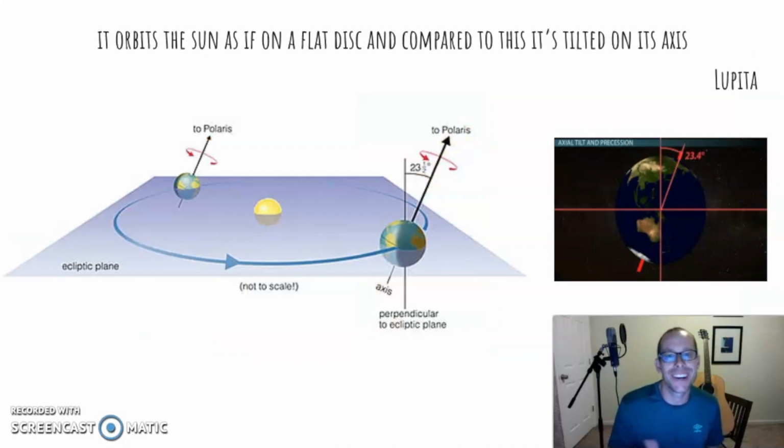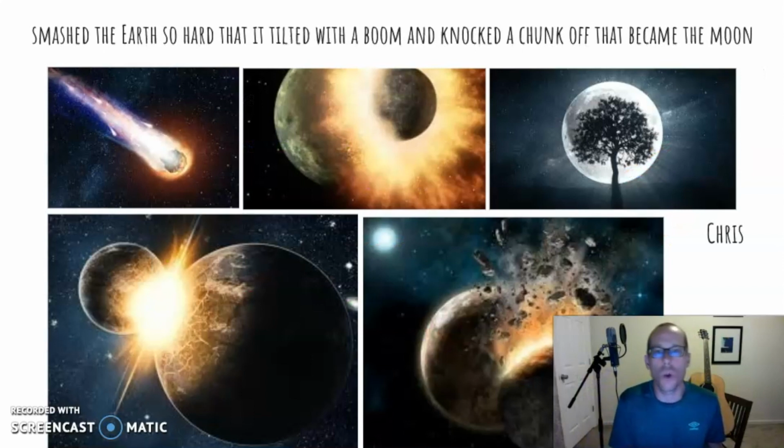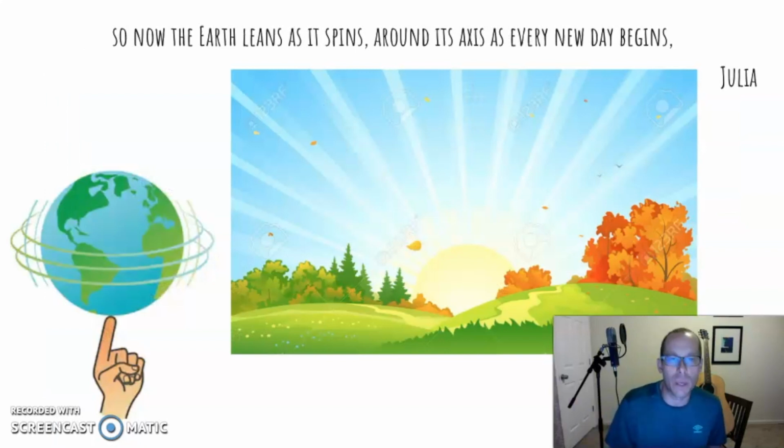It orbits the sun as if on a flat disc, and compared to this, it's tilted on its axis. 23.5 degrees to be exact. It's probably from an asteroid's ancient impact that smashed the Earth so hard that it tilted with the boom and knocked the chunk off that became the moon. So now the Earth leans as it spins on its axis as every new day begins.